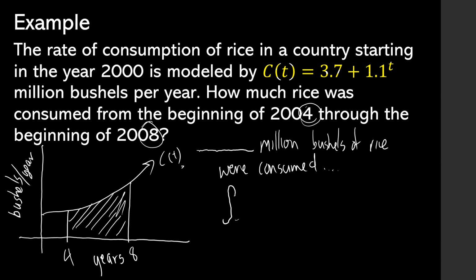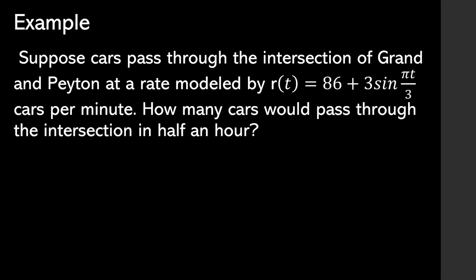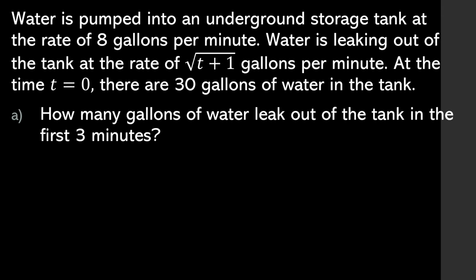We would be doing the definite integral. That gives us area from 4 to 8 of C of t dt, or the definite integral from 4 to 8 of 3.7 + 1.1^t dt. We're going to skip that one.